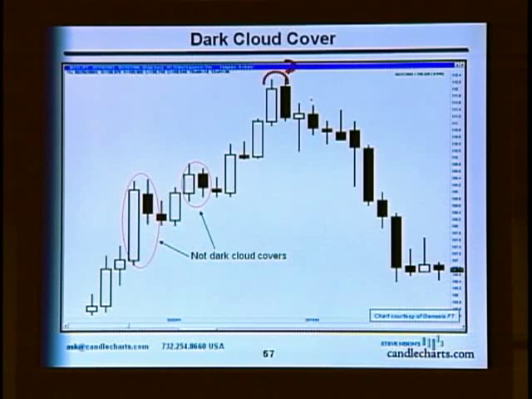Actually, I think this one is a little obvious here. This one I'll probably have to explain. But why is one not a dark cloud cover? It doesn't go below the middle of the black real body.